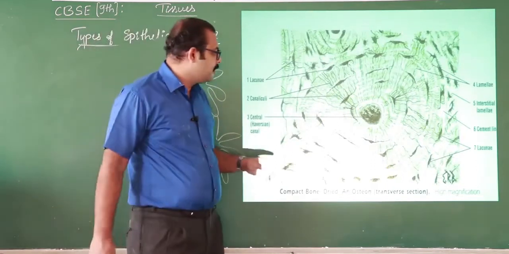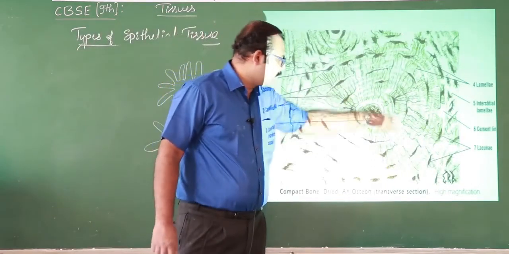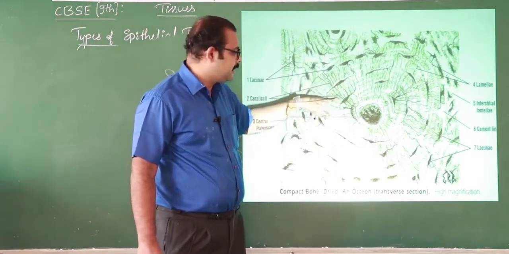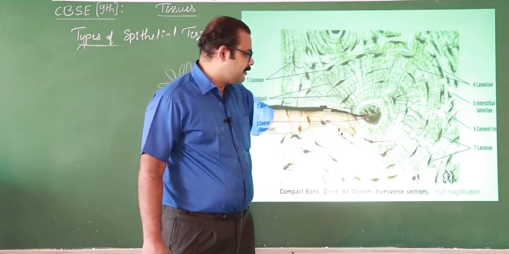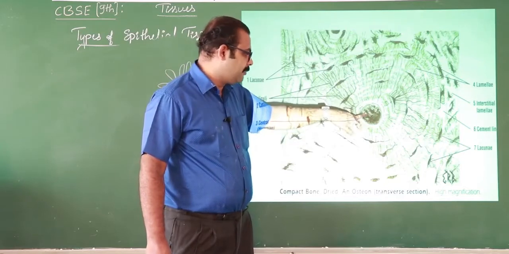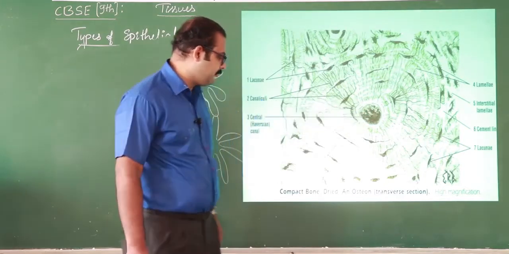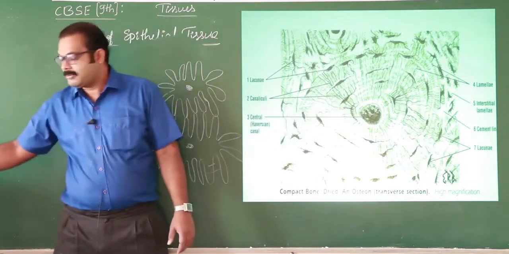So this is the ring-like structure, they are the canaliculi. In that the osteocytes you can find, they are interconnected. In the center you will find the blood vessels and also the nerves. So here in that you will find bone marrow.